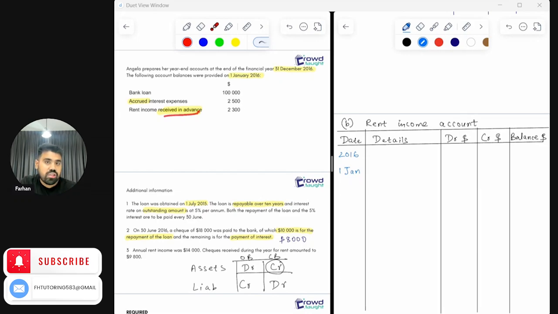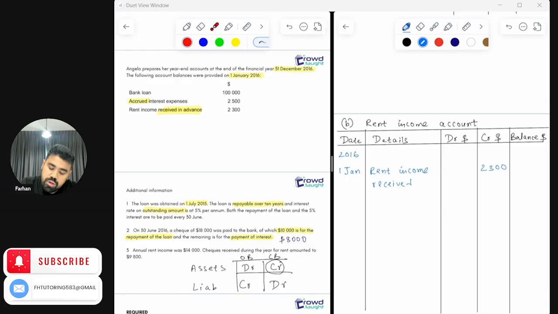So because this is a liability, and based on the table which we have prepared earlier, we understand all liabilities should have an opening balance on the credit side. So what we're going to do here is include the amount for rent income received in advance of 2,300 on the credit column, okay?